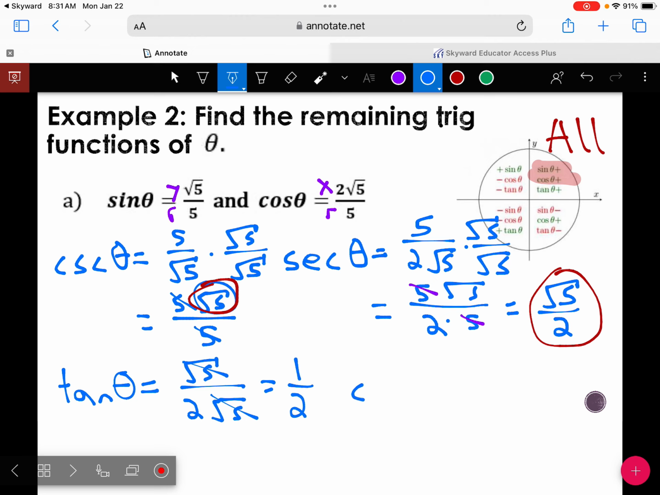And then cotangent, you kind of could have done this the shortcut way, and then just flipped 1/2 to make it 2. But the long way, right, will just be x over y, so 2 root 5 over root 5. Once again, the root 5s cancel, and we're just left with 2.